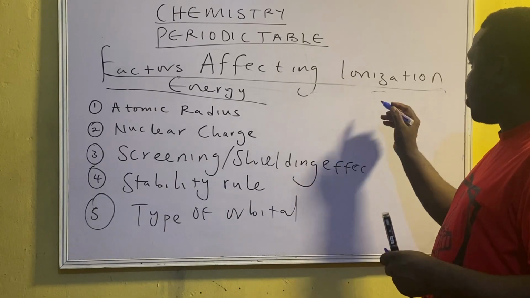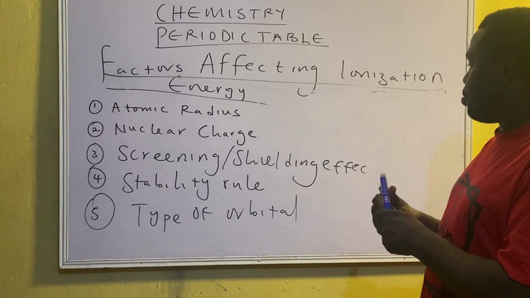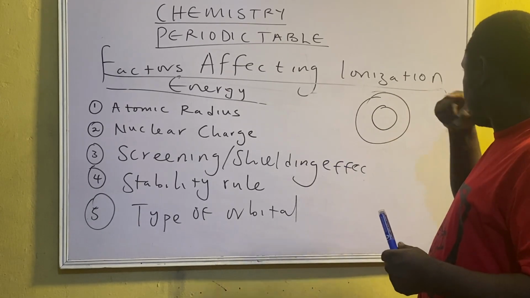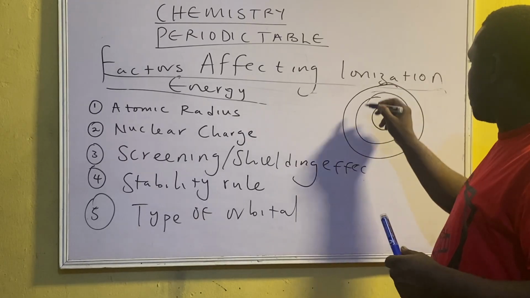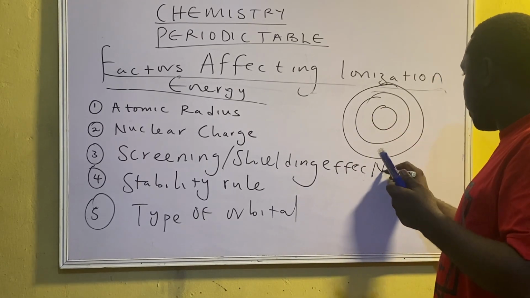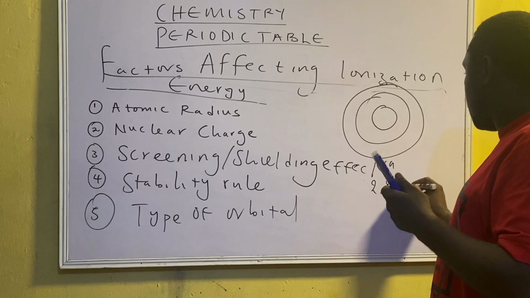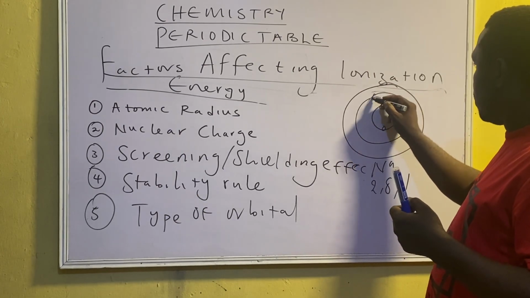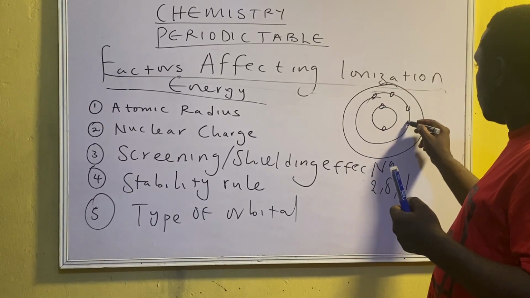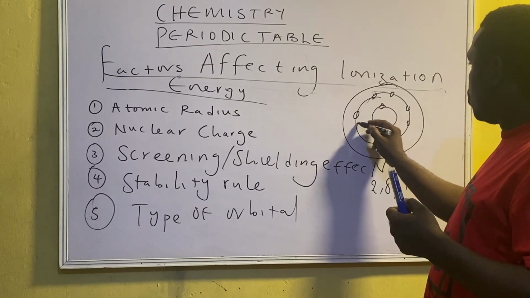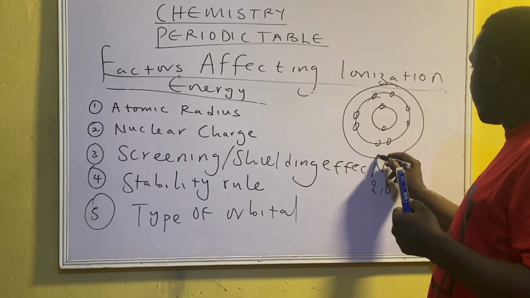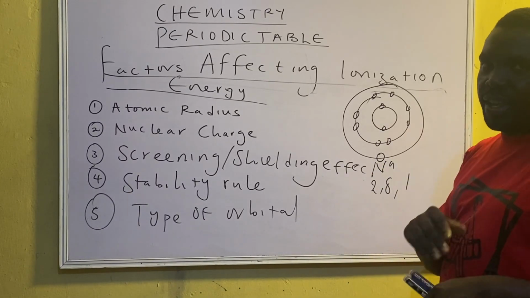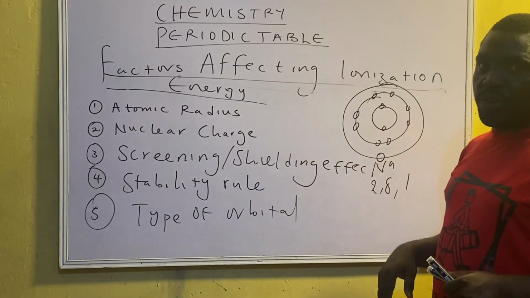Let me use sodium for example. So let's look at sodium. Sodium has 2, 8, 1. That is, this first shell is 2, then 8, and then the last one is having just 1. Please listen very well, students, and pay attention to this screening effect.